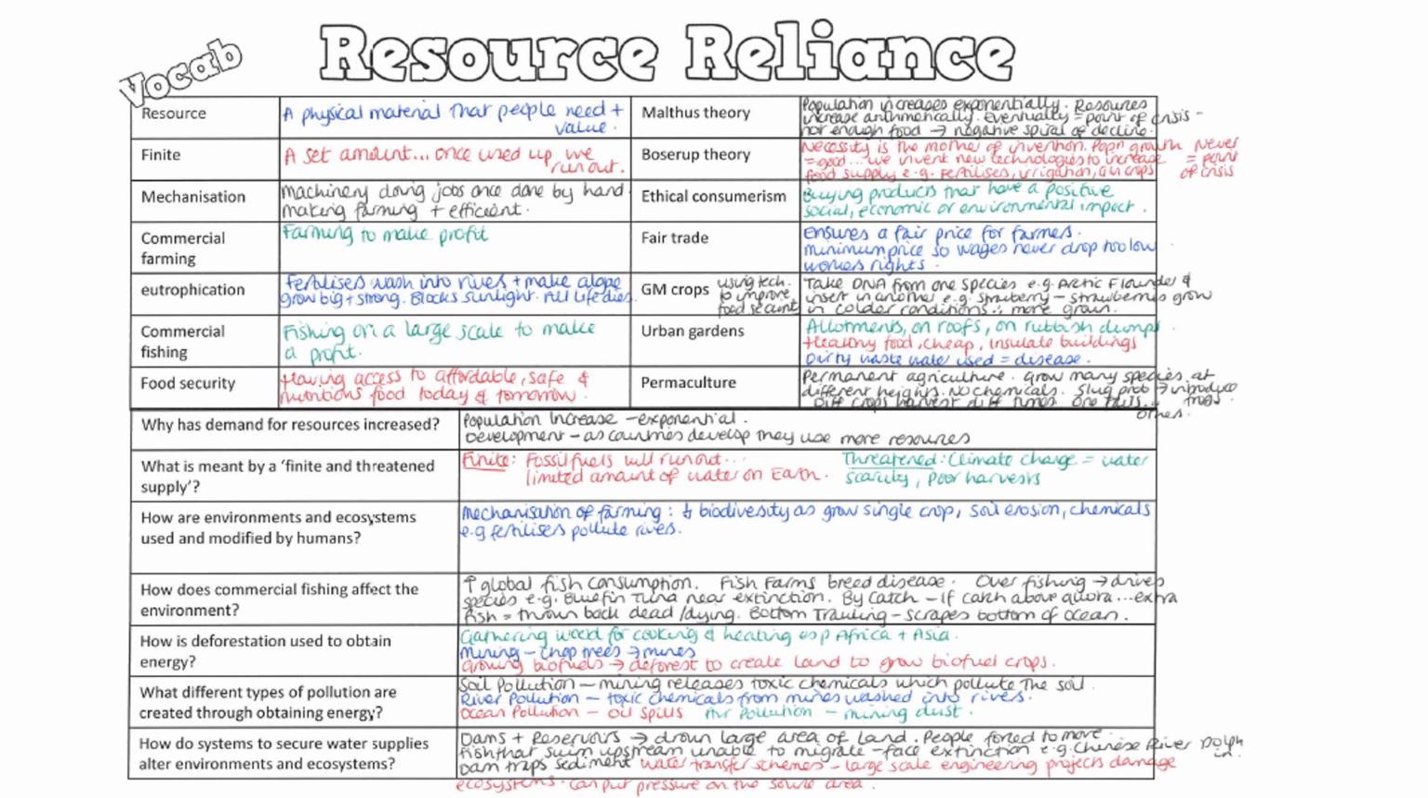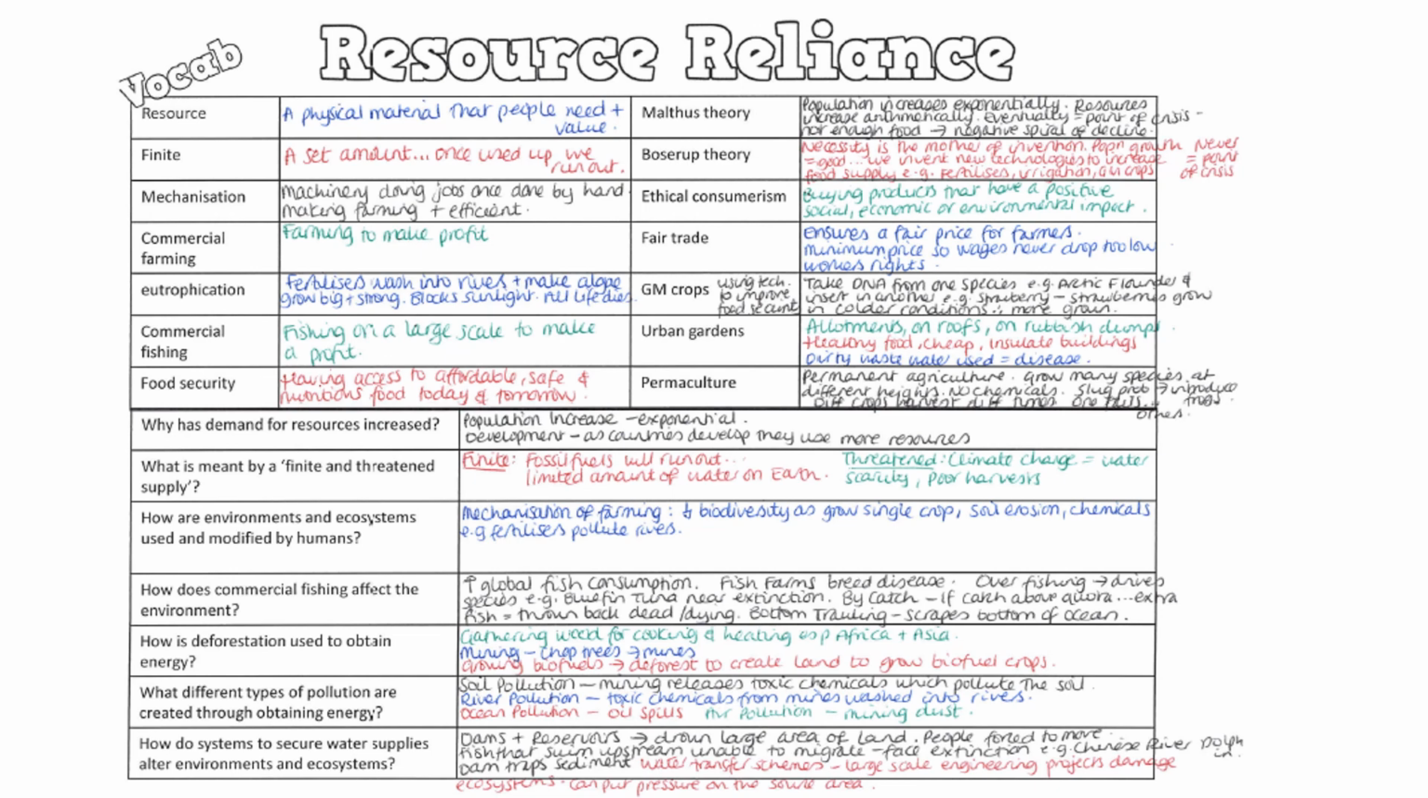How is deforestation used to obtain energy? So we are using the trees in LIDCs. We're gathering wood for cooking and heating. Or we are chopping down the trees so that we can mine to get the oil beneath the ground. Or we are chopping down the trees so that we can grow biofuels, so we can grow the crops that are turned into our biofuel energies.